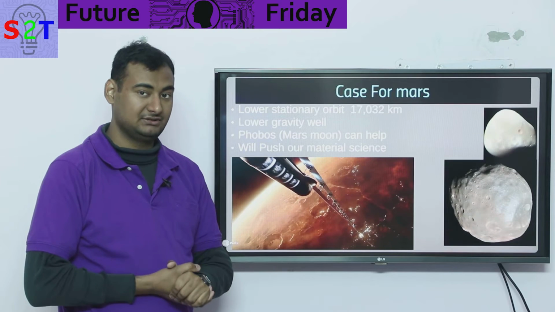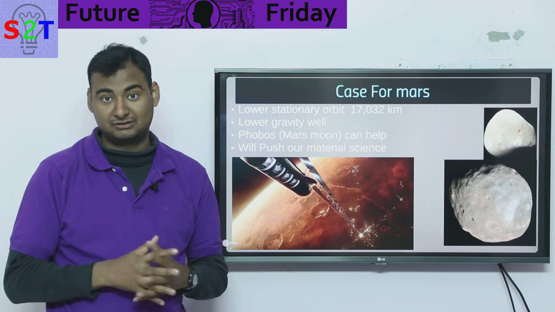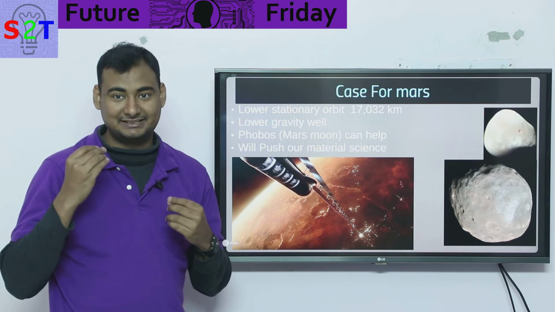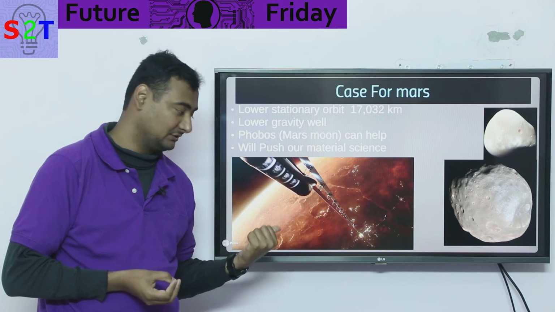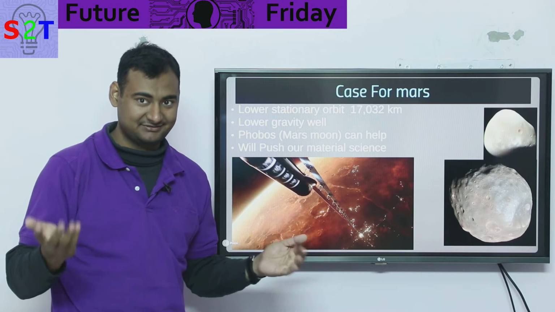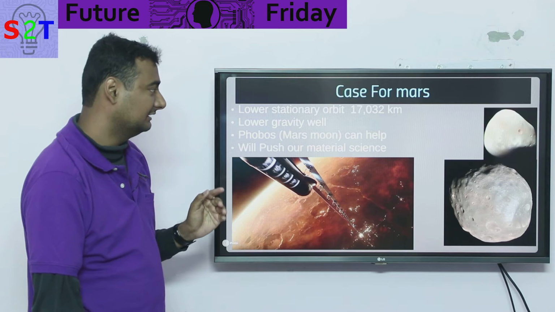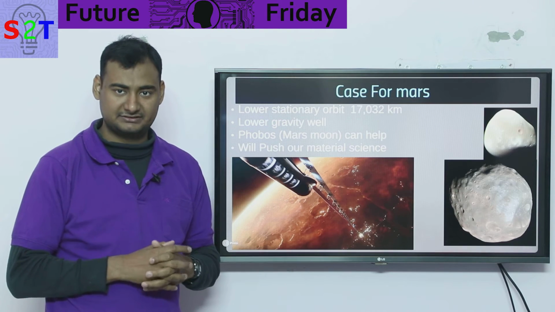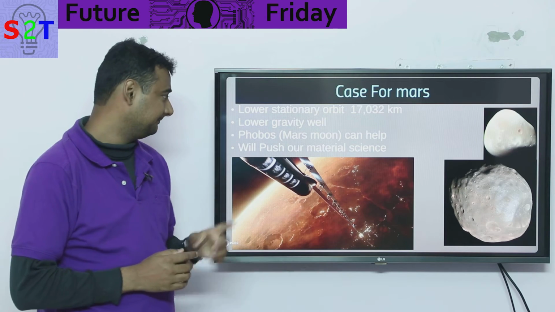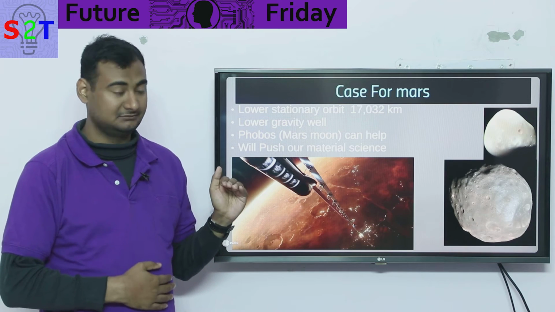Now, okay, if we can do this on the moon, what about doing it for Mars? Mars has one good thing. It has a lower stationary orbit. If you are talking about geostationary orbit, the reason we can't call it geostationary in the case of Mars is because geo means Earth. Geocentric. That's why I'm calling it stationary orbit. It's at 17,000 kilometers. Now, you might be like, okay, that's very close. If we can do it with Kevlar on the moon, can we do it here? Yes, because it also has lower gravity. However, not as low as the moon. It's many times higher than the moon.